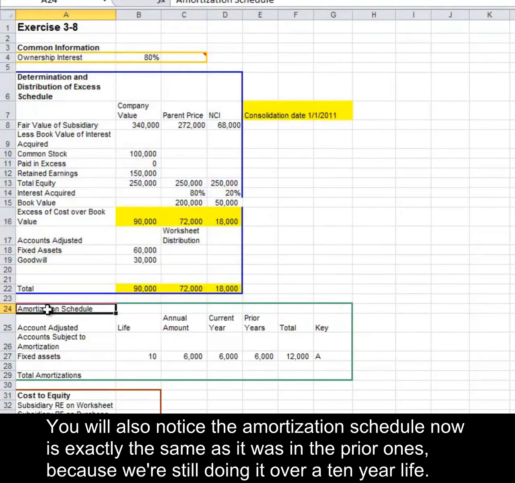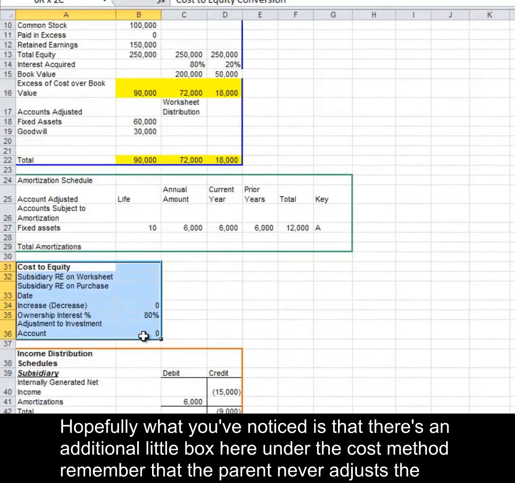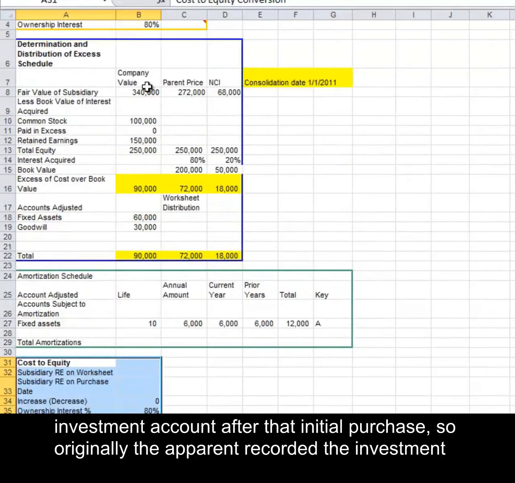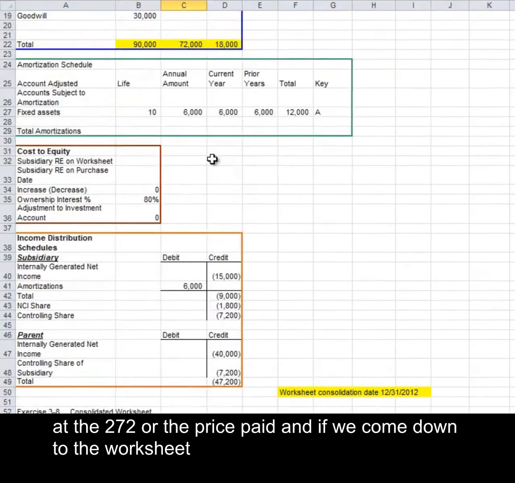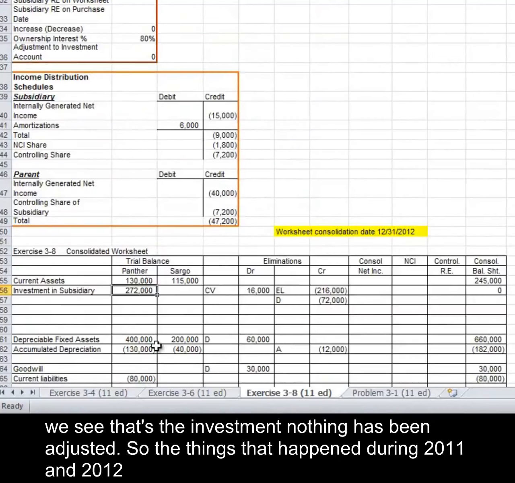You'll also notice the amortization schedule now is exactly the same as it was in the prior ones because we're still doing it over a 10-year life. Hopefully what you've noticed is that there's an additional little box here. Under the cost method, remember that the parent never adjusts the investment account after that initial purchase. So originally the parent recorded the investment at the $272 or the price paid, and if we come down to the worksheet, we see that's the investment.